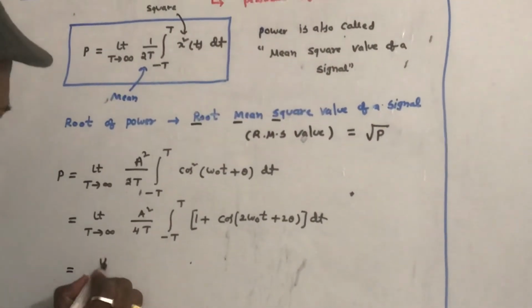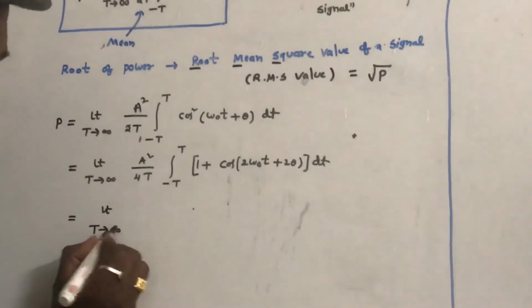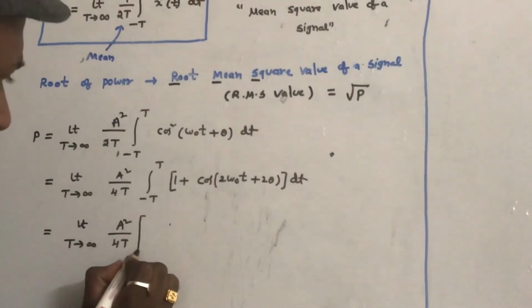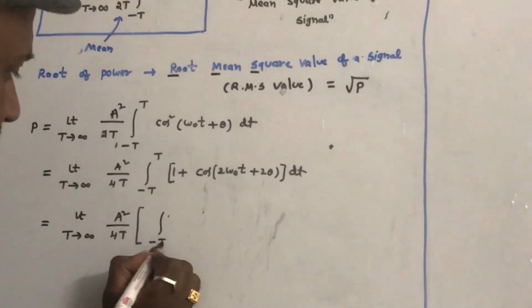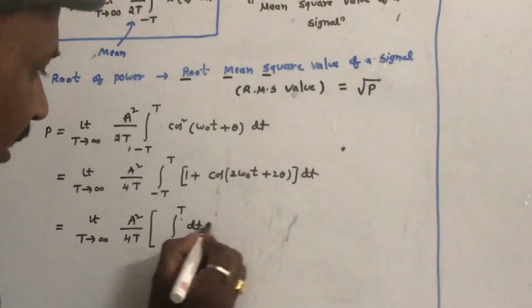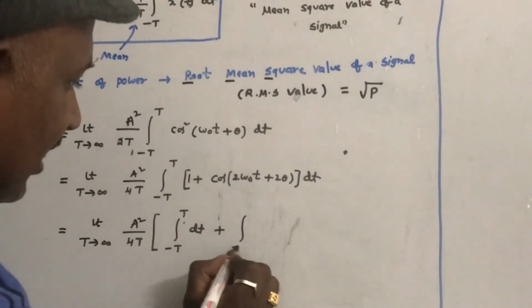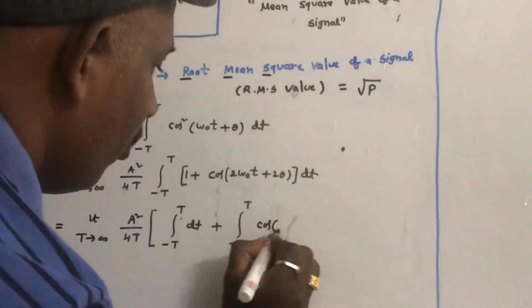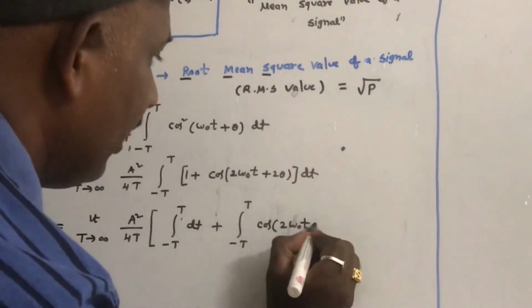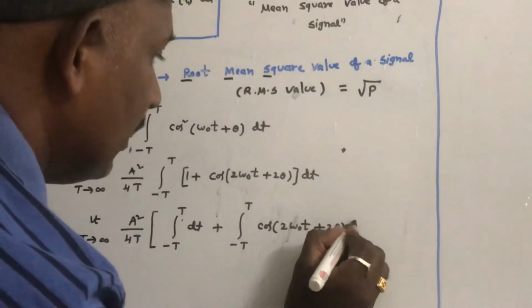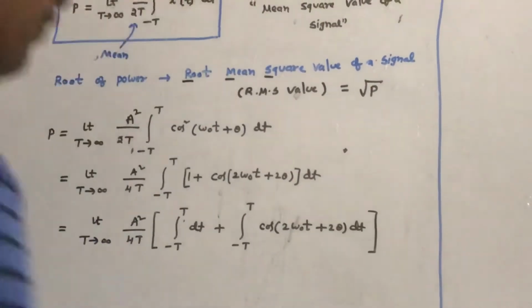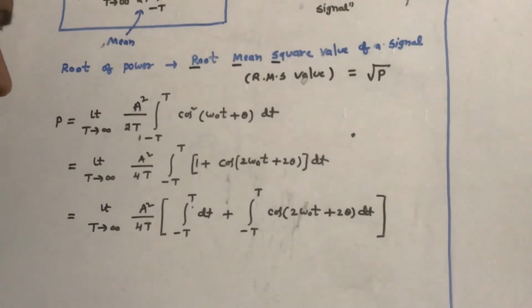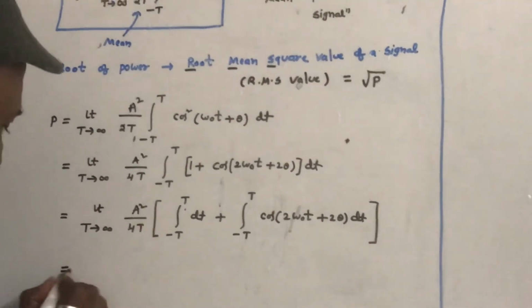So therefore limit T tends to infinity, A square by 4T, keep it. What is the first integration? Integral from minus T to T dt. The second integration is from minus T to T cos of (2 omega 0 t plus 2 theta) dt. So the first answer is straightforward.